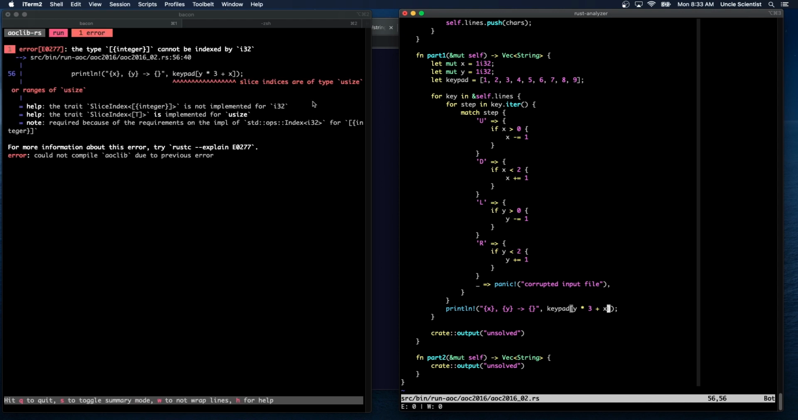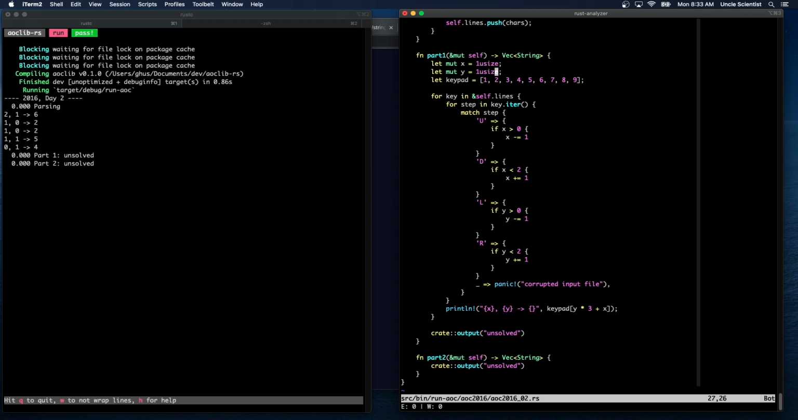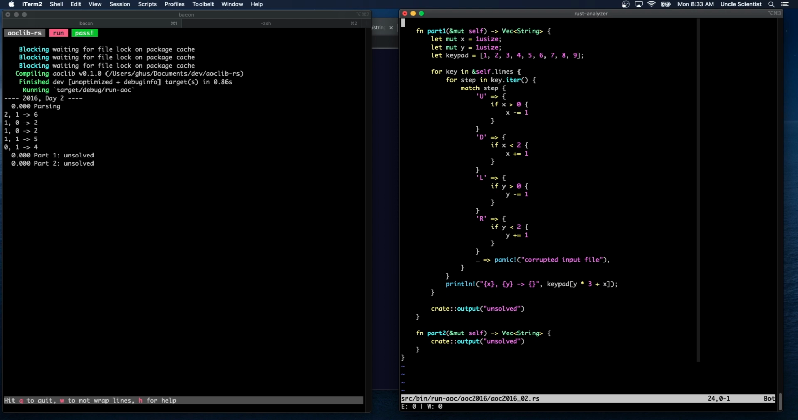And that failed. Slice indices are of type usize. You know what, we could just make these usizes. Why not? Because it never goes negative. Okay, so the answer is 62254. So let's make that an actual answer that we can see.